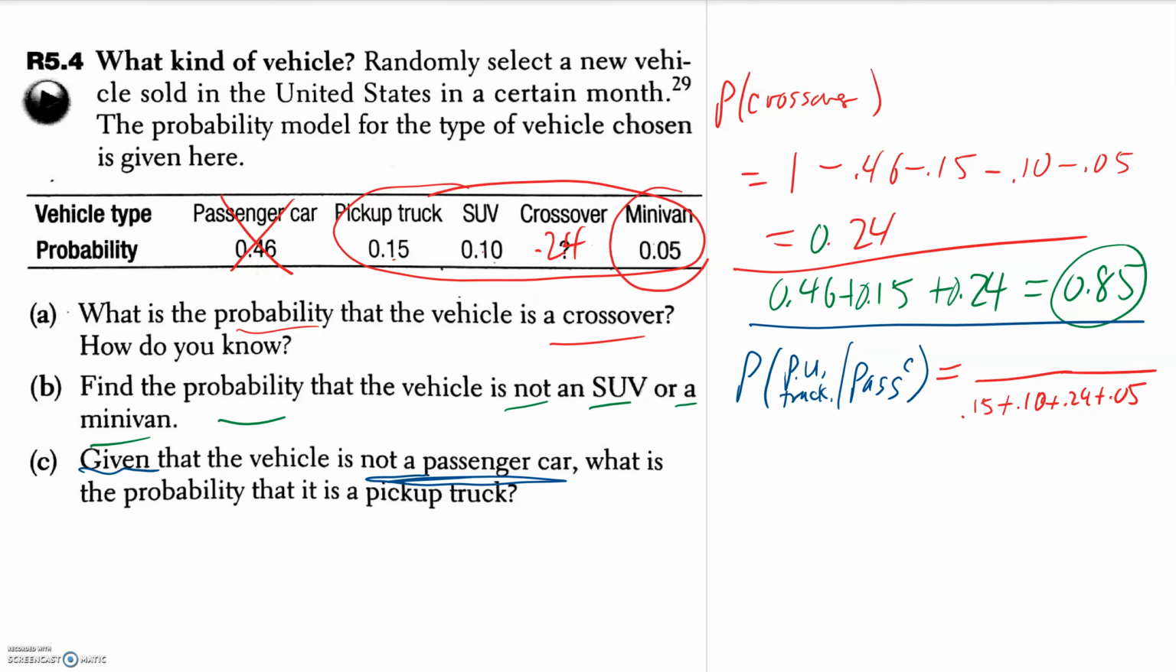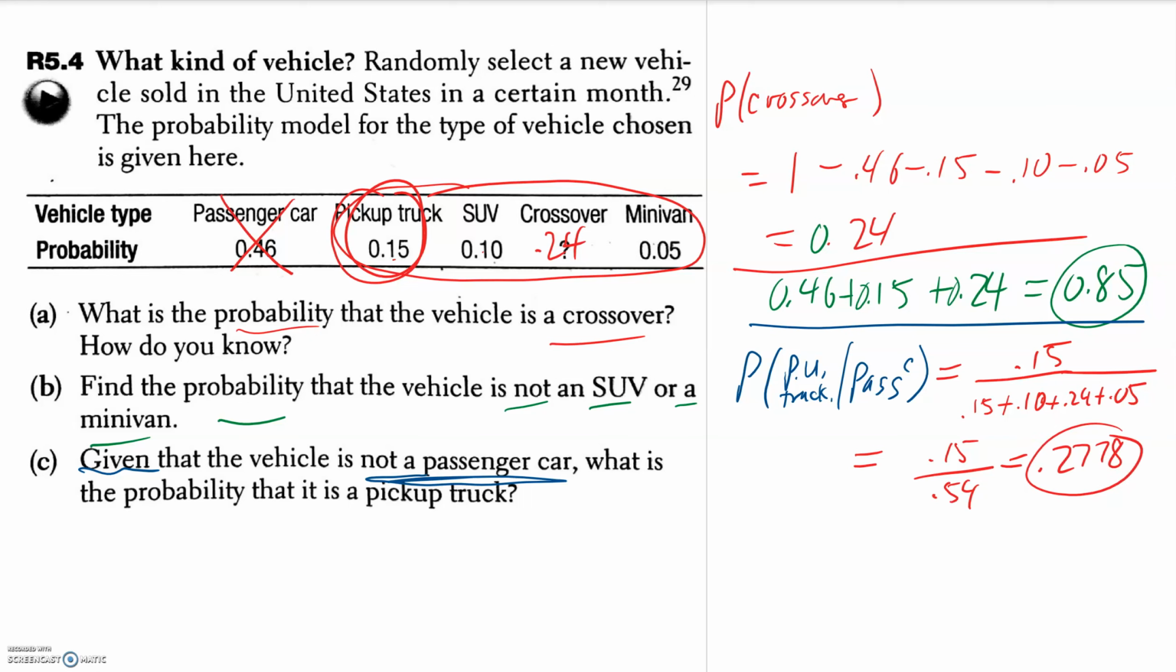And then we're looking for minivan. No, just kidding. Let me undo that. We're not looking for minivan. We're looking for truck, pickup truck, which is a 0.15. All right, and resist the temptation to cancel these 0.15s over here. Instead, we're going to get 0.15 over. You add those all up. You should have a 0.54 on the bottom. And I believe that turns out to be about 0.2778.